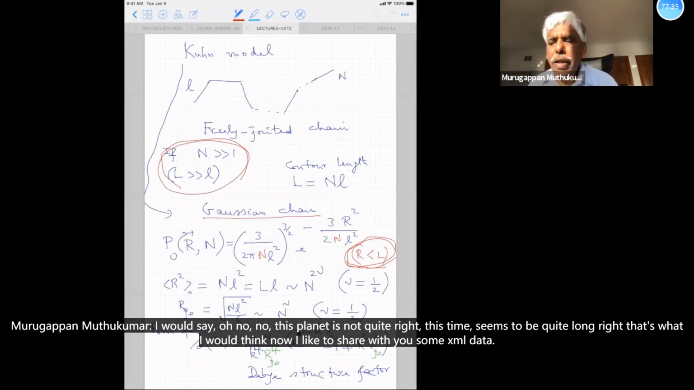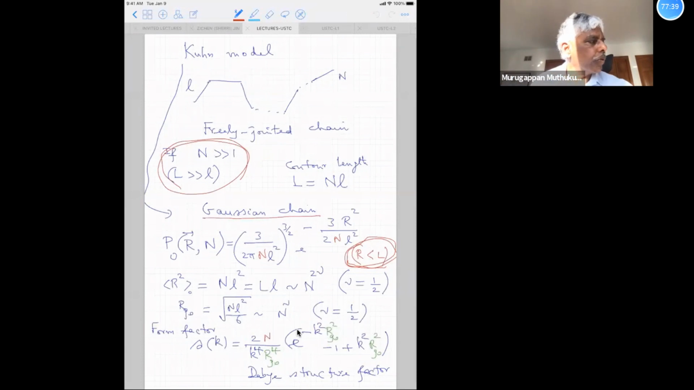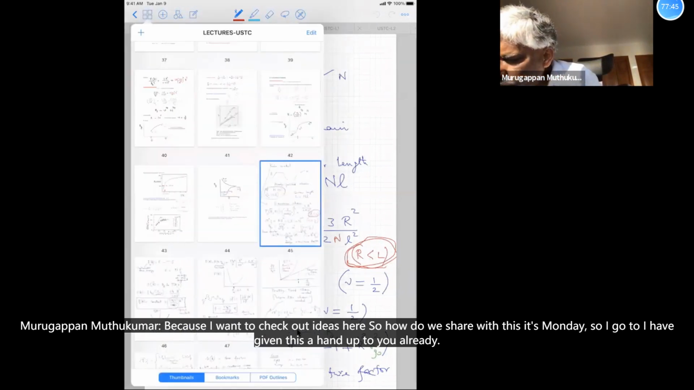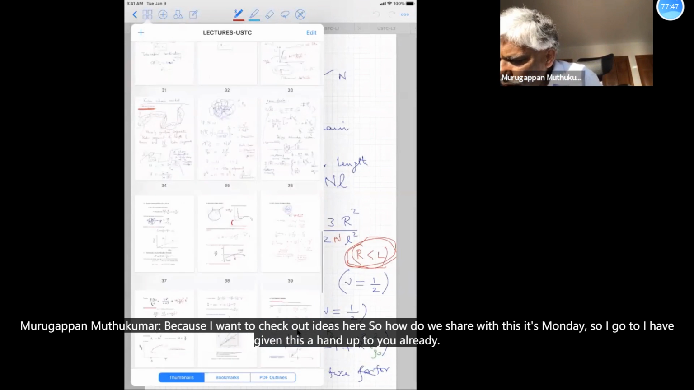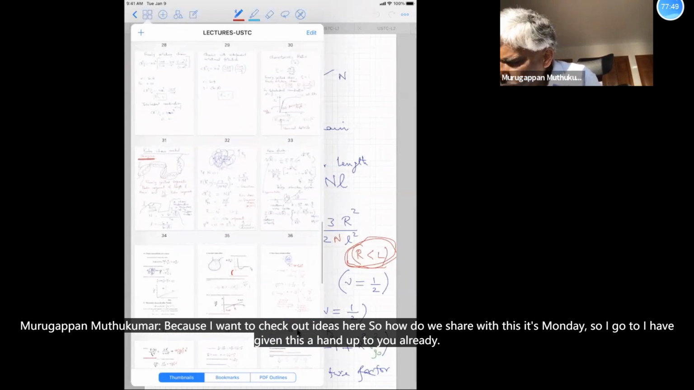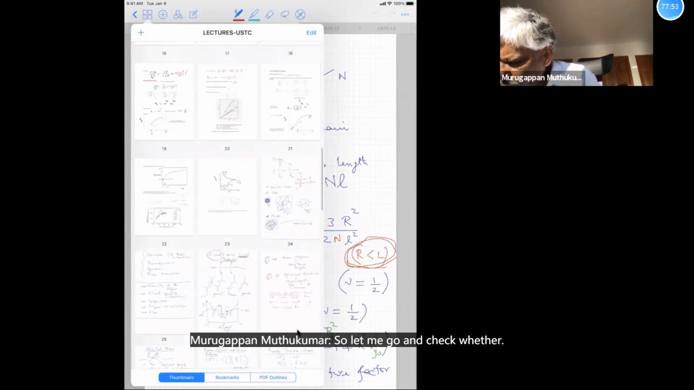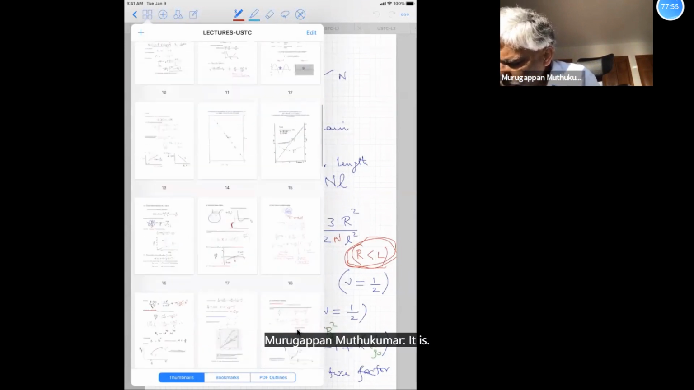Now I'd like to share with you some experimental data, because I want to check our ideas here. So how do I share this experimental data? I have given this handout to you already. So let me go and check. Where is that? Oh, here it is.